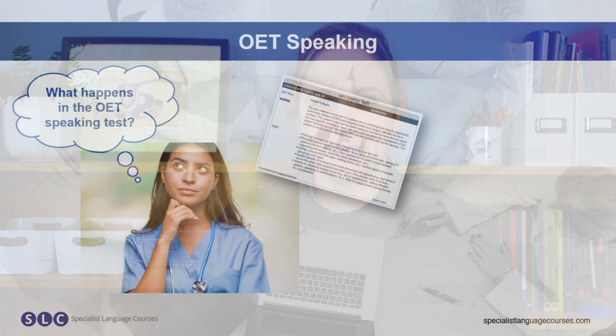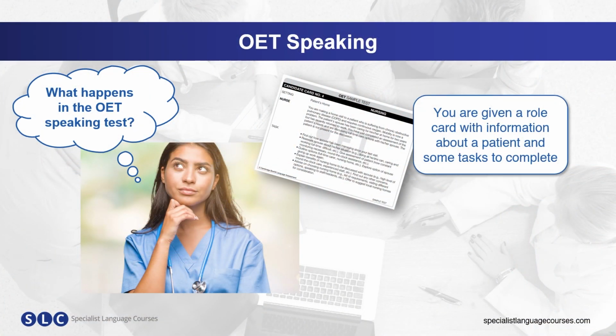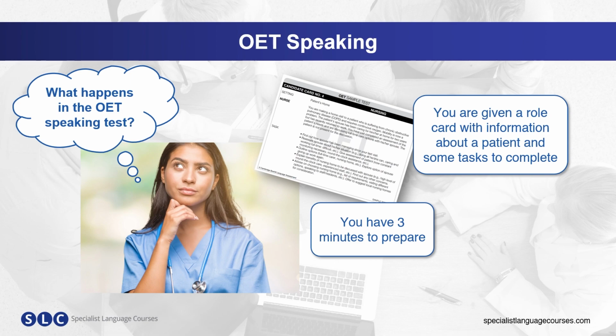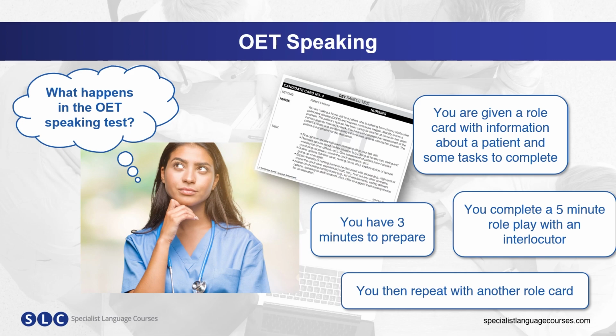So, what happens in the OET Speaking Roleplay? Let's take a look. After a brief warm-up section, you are given a role card with information about a patient and some tasks to complete. You have 3 minutes to prepare, and you then complete a 5-minute role play with an interlocutor who plays the role of the patient or carer. You then repeat with another role card.